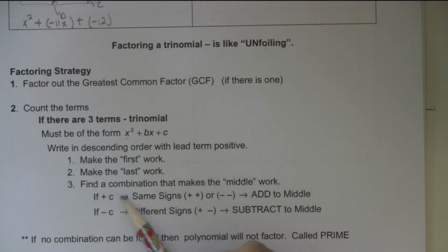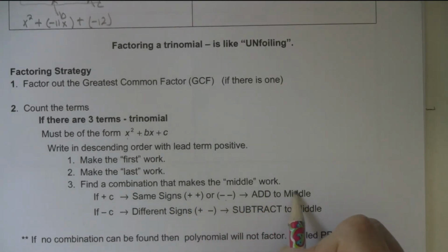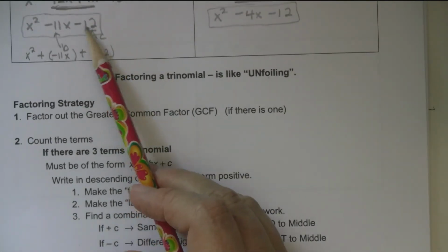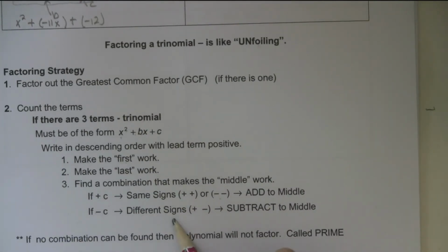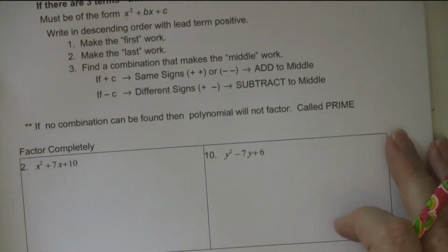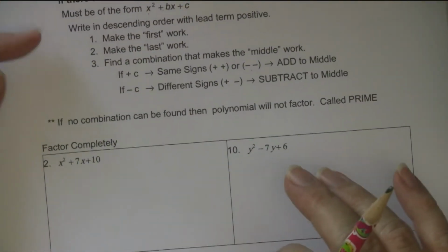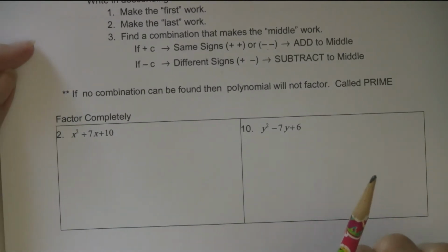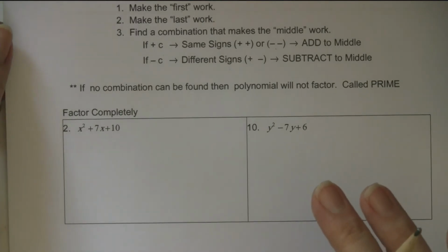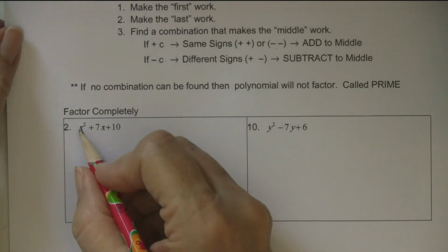And if you have plus c, then they're going to have the same signs, both positive or both negative, and they're going to add to the middle. And if you have minus c, which we had here, minus 12, then they're going to have different signs, one positive and one negative, and they're going to subtract to give the middle. And if you can't find a combination that works, you've tried all of them, it's called prime. And to start off, I list all the possibilities, even though there are people who have factored before that will tell me the answers right away. And so they're asking me to factor this.